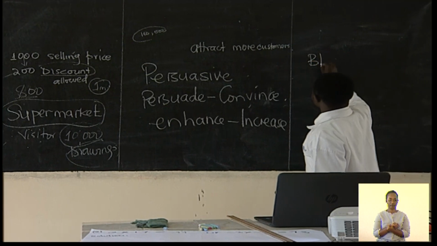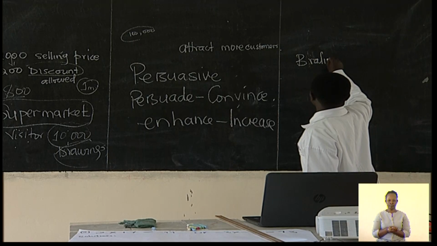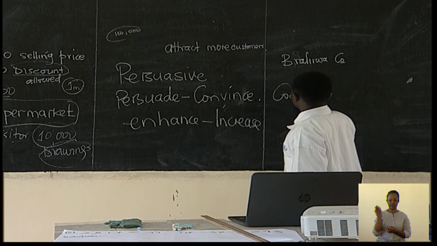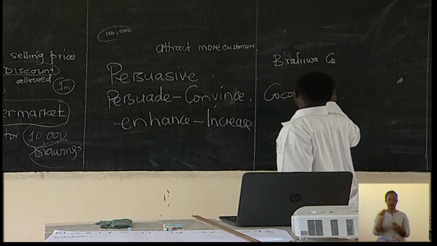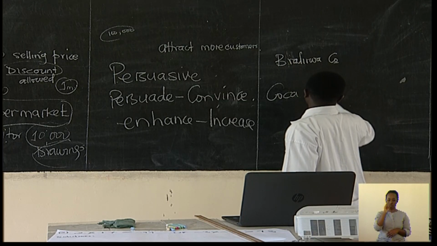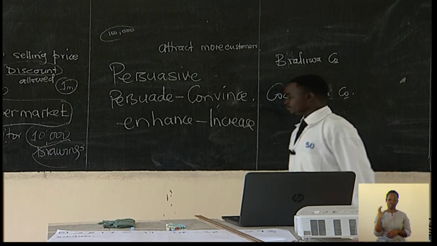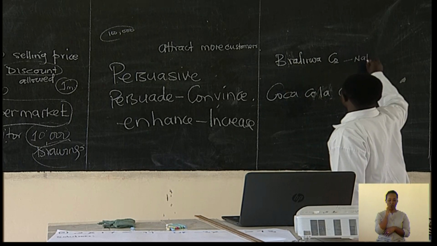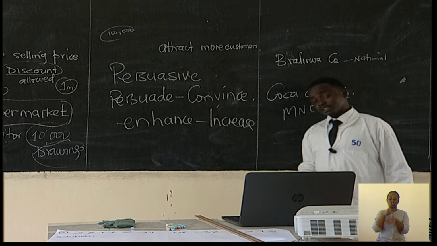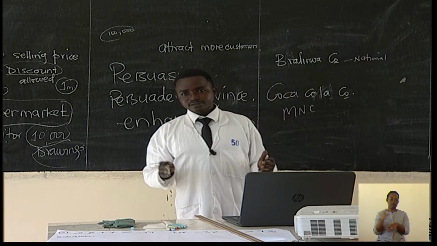We have Bralirwa as a company. Then we have what you call Coca-Cola. We have Coca-Cola company. These are breweries companies. This is a national brewery company, and this is what you call a multinational. This is what you call MNCs, multinational companies or multinational corporations. They all produce soft drinks and some alcohol. I think we are together.